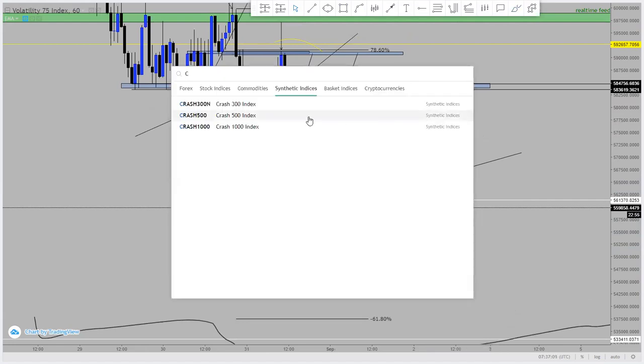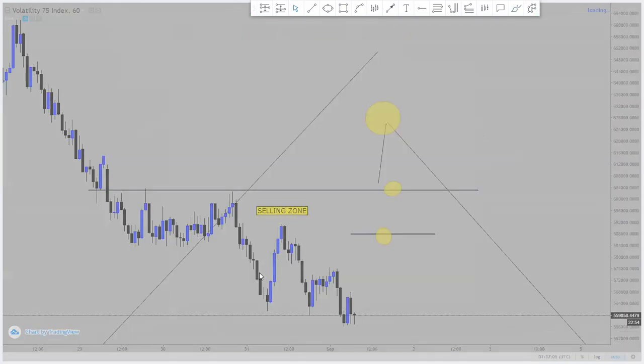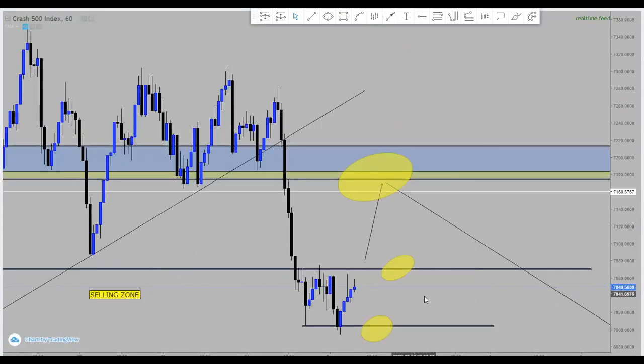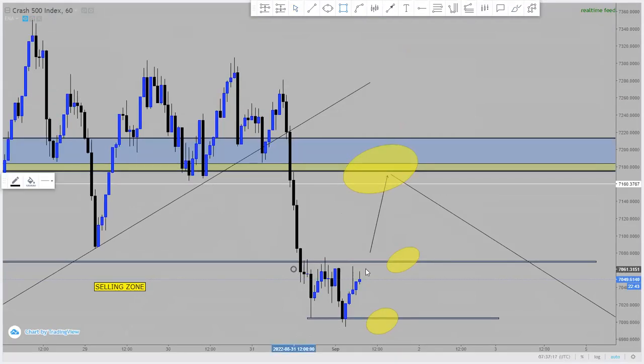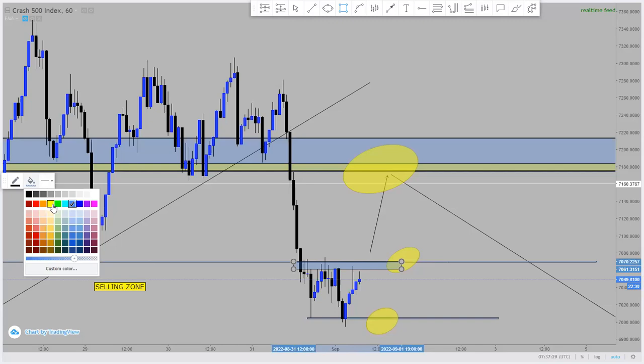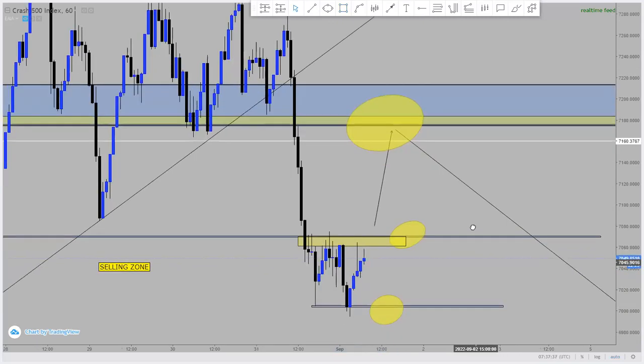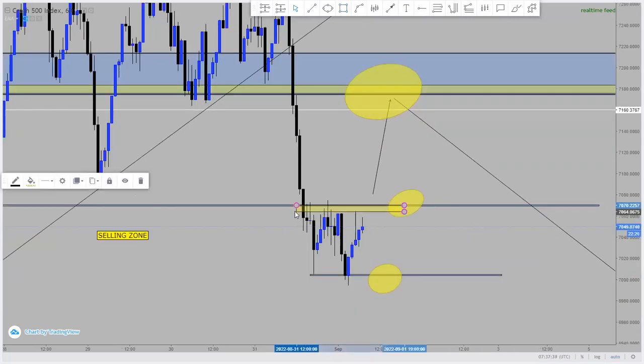So Crash 500, I think we also explained what is happening and what we are expecting. Crash 500 now, I have this resistance. That resistance, if we fail to close above there, this thing is simply going to continue selling. If it doesn't go all the way to 61.8, I would have loved it to go all the way to 61.8. That's a good entry point there at 61.8 at the top.